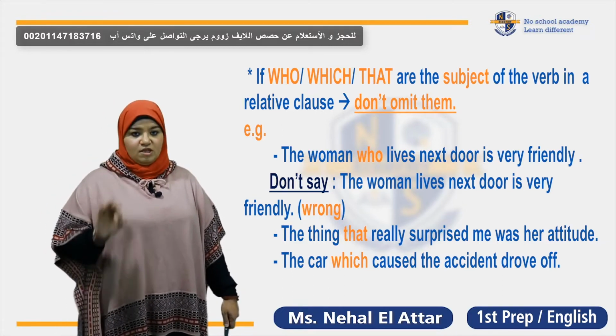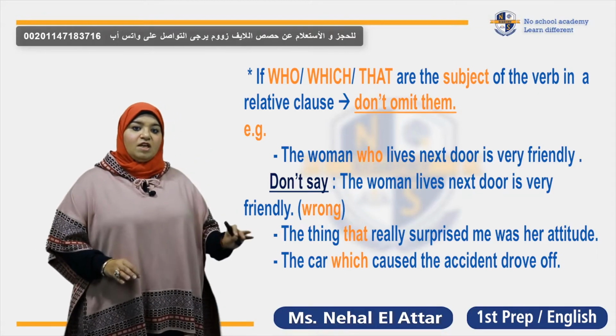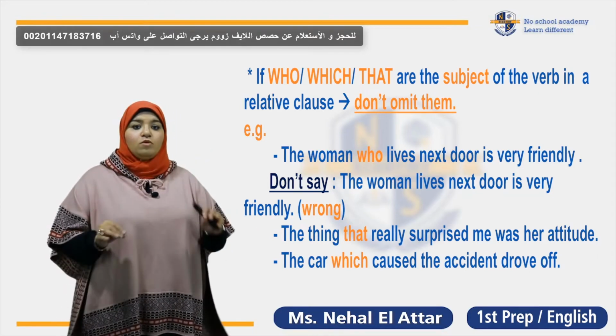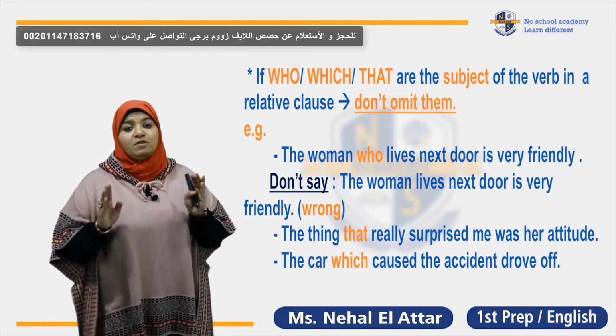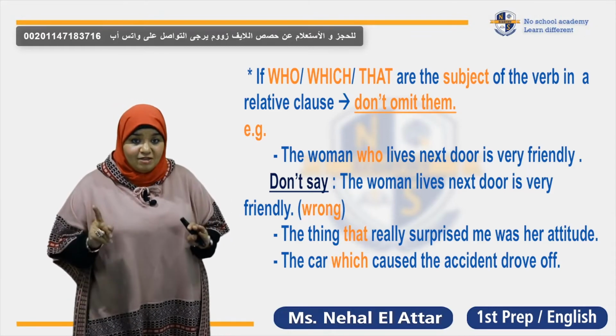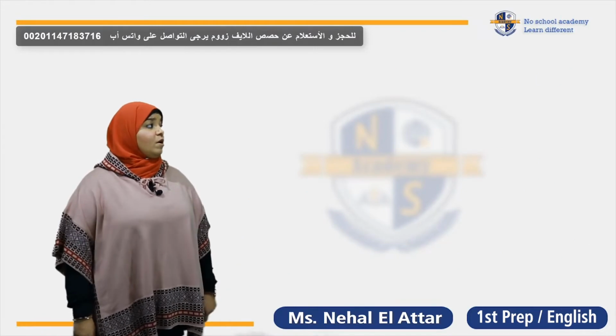If we are talking simply and summarizing all this, if we are talking about the subject of the sentence using a certain relative pronoun, which, that, or who, don't omit it. Keep it in the sentence. Don't form one sentence without a relative pronoun. Okay? Okay. Let's talk more about the object.